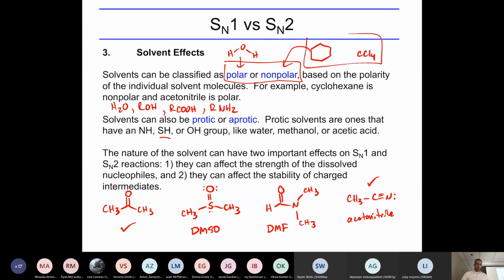All of these are what we call aprotic polar solvents. So keep in your mind three kinds of solvents. We have non-polar, polar protic, which can hydrogen bond, and polar aprotic, which can't hydrogen bond, or at least can't be hydrogen bond donors, but they're still polar molecules.